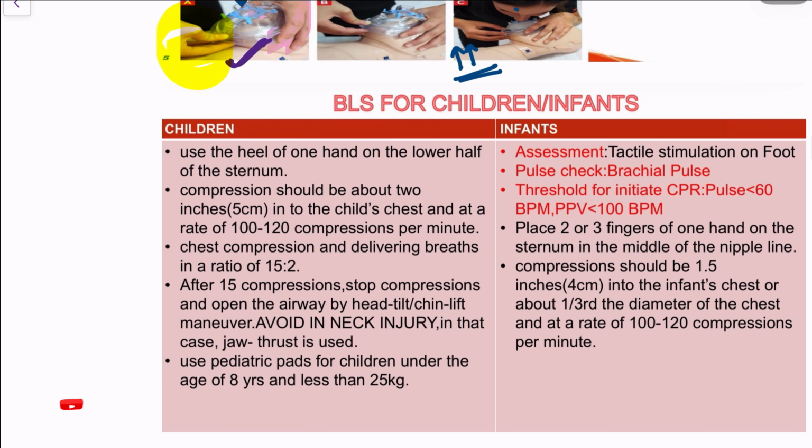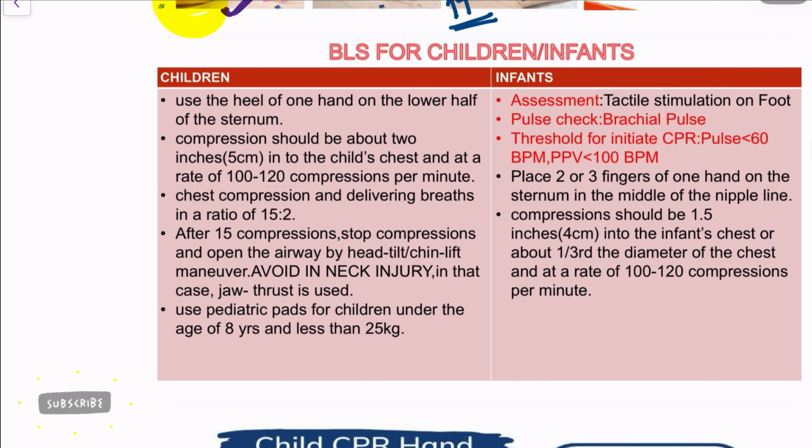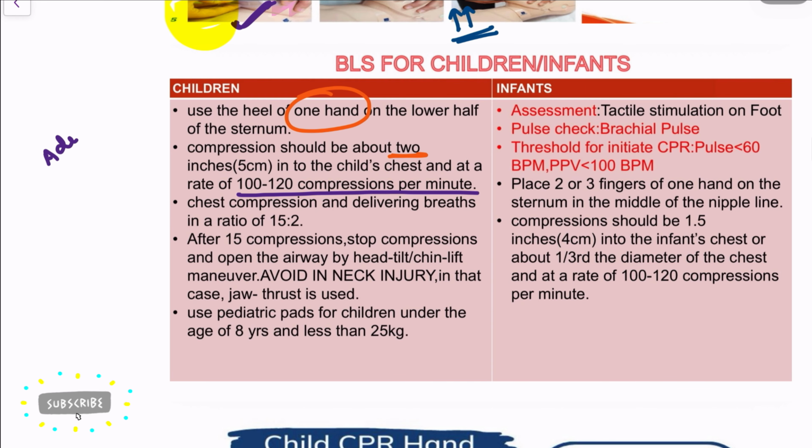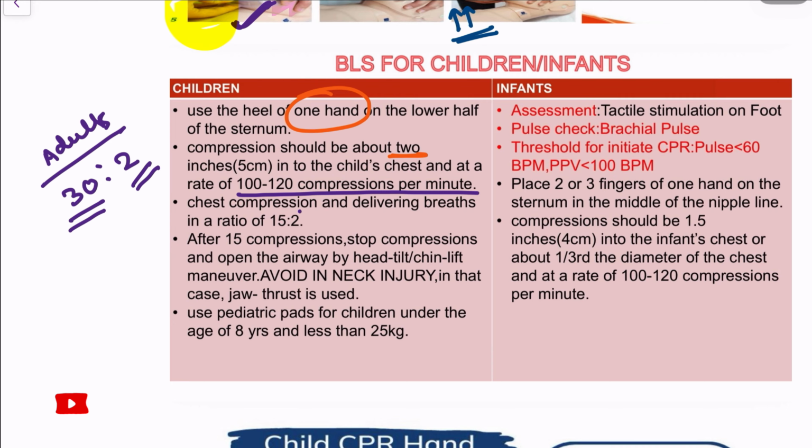Now, BLS for children. ACLS and BLS for children is a bit difficult. I have already told you about the chest compression. In children, we use the one hand technique, and compression should be 2 inches, that is 5 centimeters, and the rate of compression should be 100 to 120 compressions per minute. Remember I have told you that in adults we use a 30 to 2 ratio, like 30 chest compressions and 2 rescue breaths. But in cases of children, we will use a 15 to 2 ratio, that is 15 chest compressions and 2 rescue breaths.